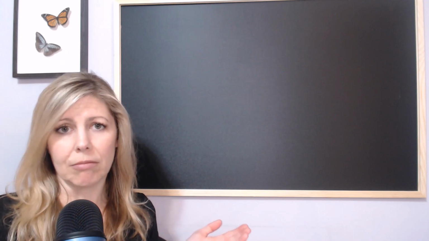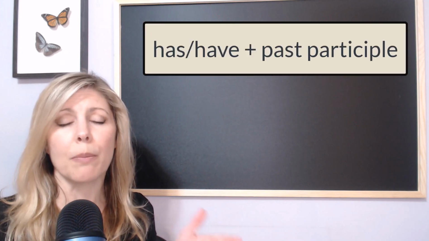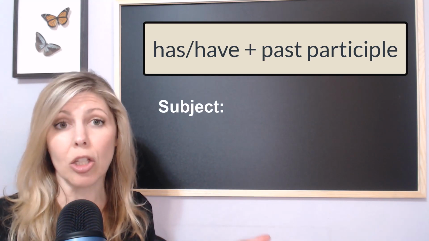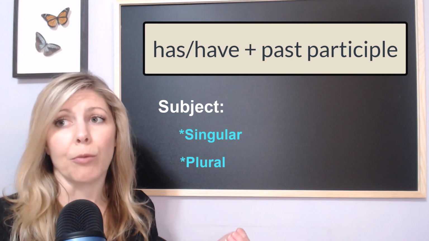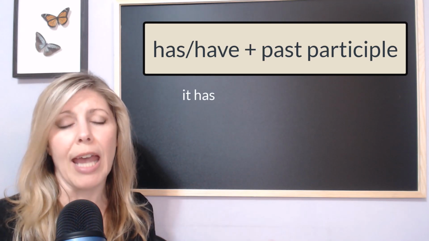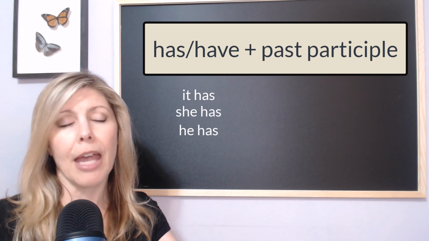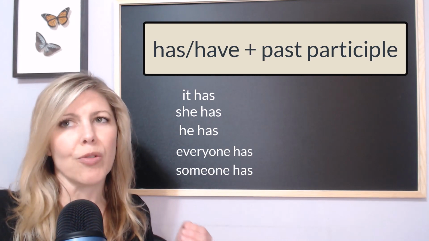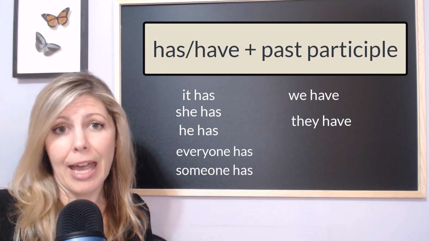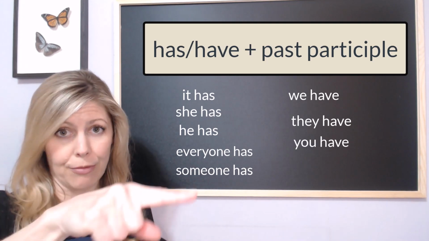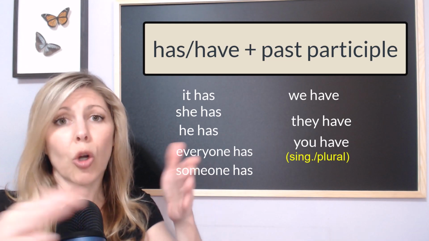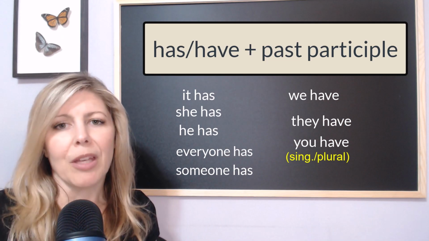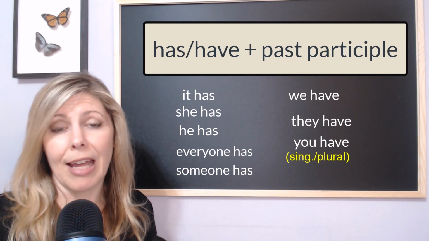Its structure is has or have plus the past participle. Has or have depending on whether the subject is singular or plural. Okay, we can say it has, she has, he has, everyone has, someone has. Then we use we have, they have, you have. Okay, you can be singular or plural, the group of you. But you say you have. We just kind of have to remember singular and plural with has or have.